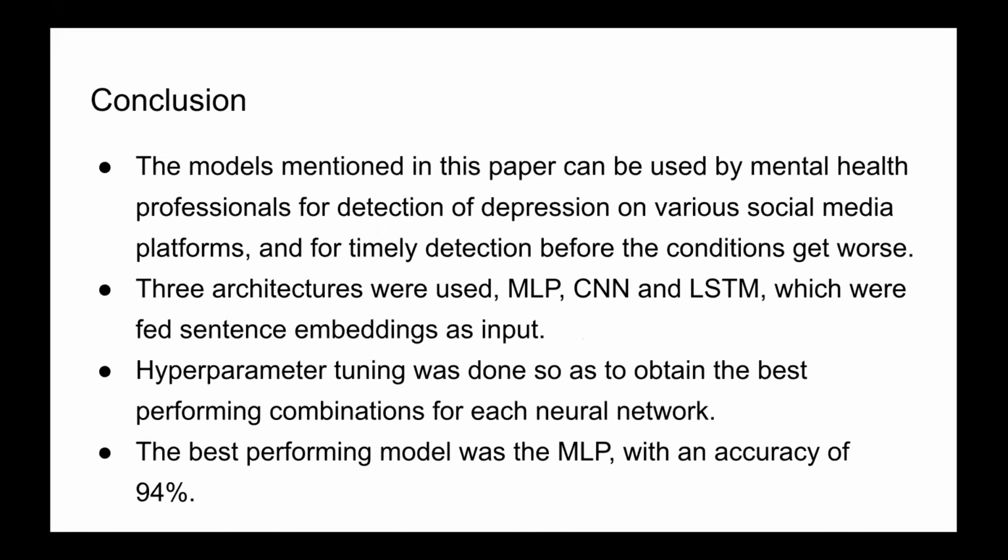So here, I would like to conclude that the models mentioned in this paper can be used by mental health professionals for detection of depression on various social media, apart from Twitter also, and for timely detection before the conditions get worse. 3 architectures were used in the research, that is MLP, CNN, and LSTM, which were given sentence embedding as an input. Hyperparameter tuning was done to obtain the best performing combinations for each of the neural networks, and the best performing model was found to be MLP with an accuracy of 94%.